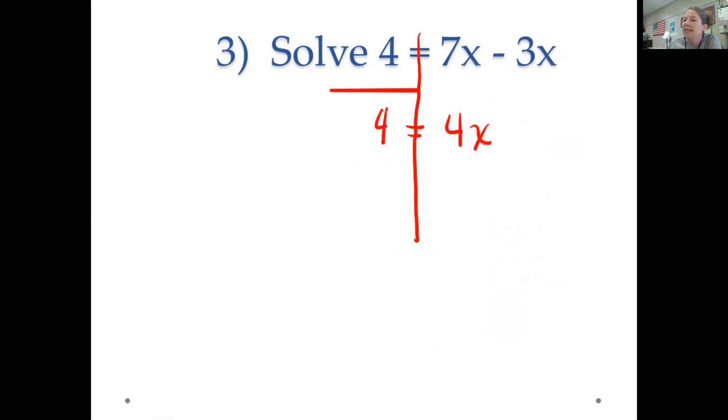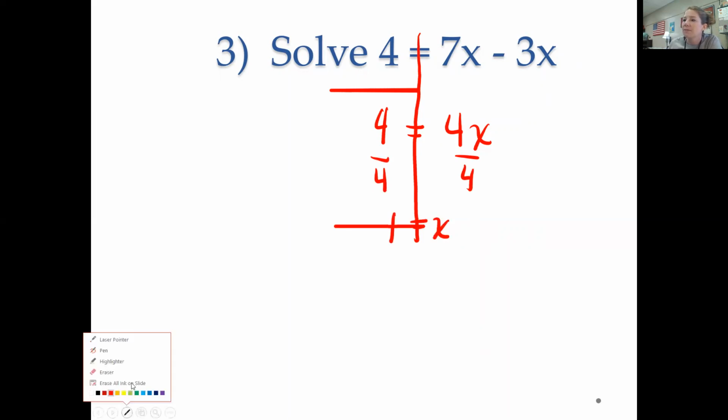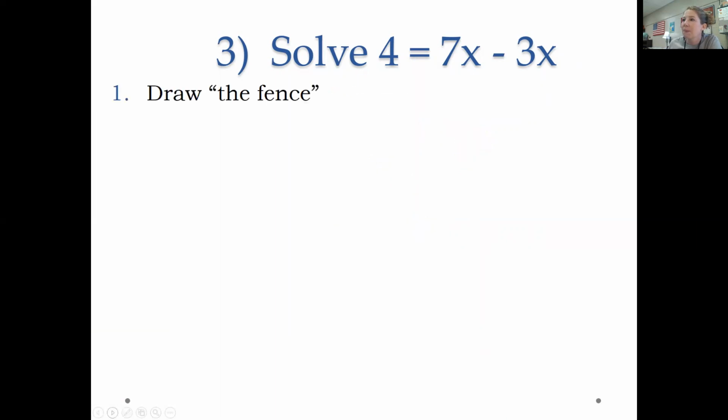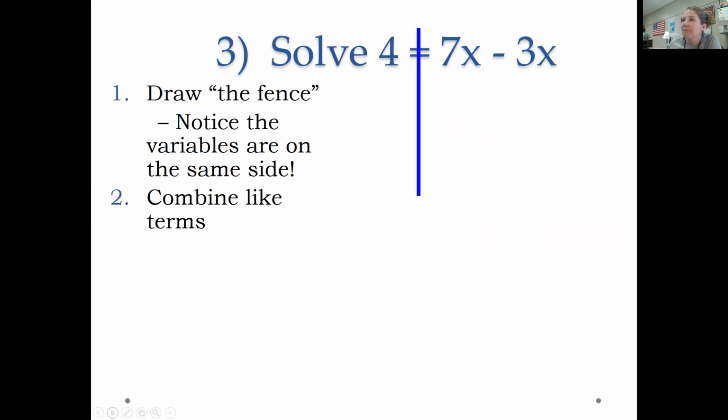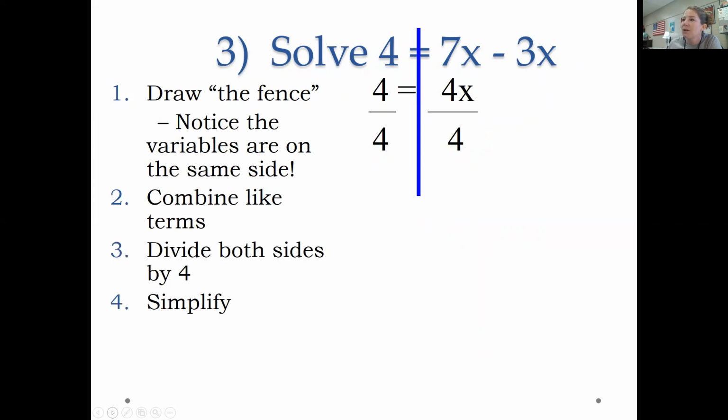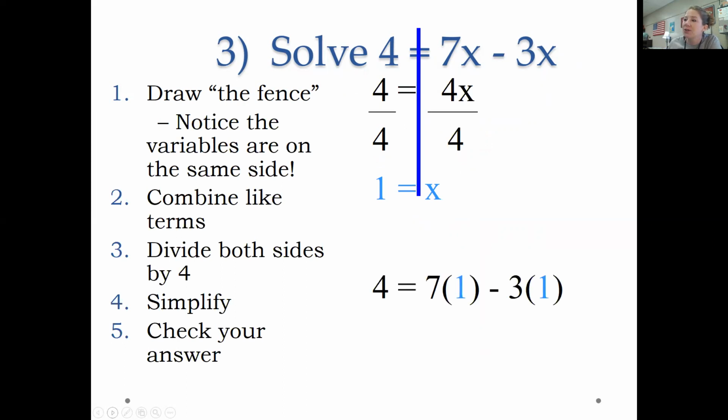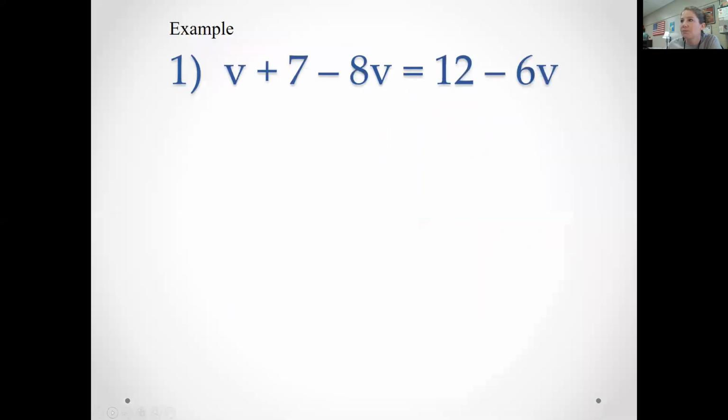And then I want x by itself. Right now it's being multiplied by 4. So I'm going to divide both sides by 4. And x is equal to 4 divided by 4, which is 1. Alrighty. Divide by 4 and x equals 1. And then we're going to check our answer. 7 minus 3 is, in fact, 4.